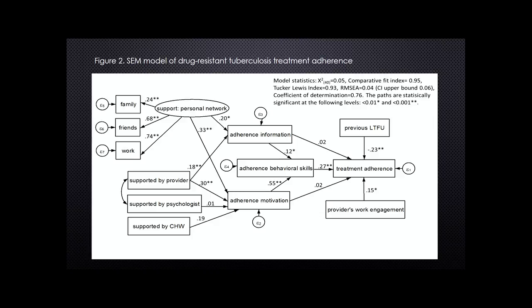As you can see here, all the ones that have stars or 2 stars, they're all statistically significant results. And you can see that information does not directly affect treatment adherence. It affects treatment adherence through adherence behavioral skills, the same as motivation. It also goes through adherence behavioral skills. And you can see also that the supportive network, which is a latent variable, is also very important for information as well as motivation of the patients. And they did not directly have a strong effect on adherence, but definitely through information and motivation.